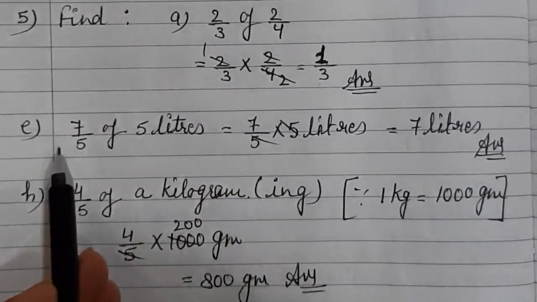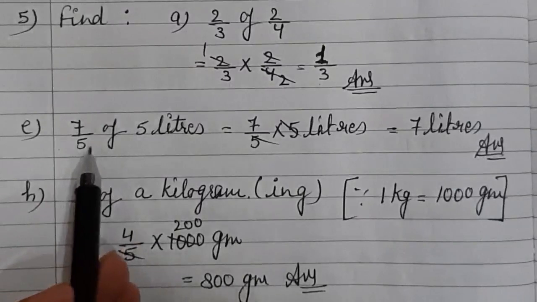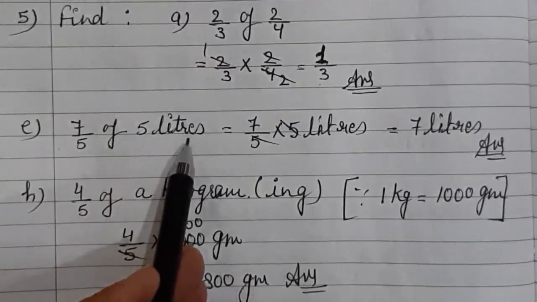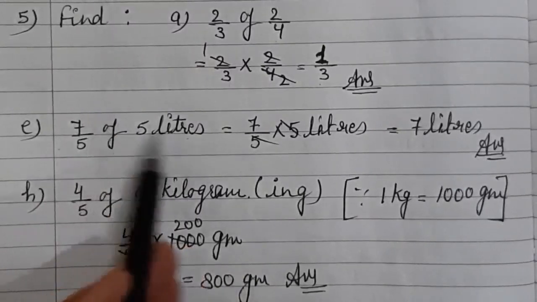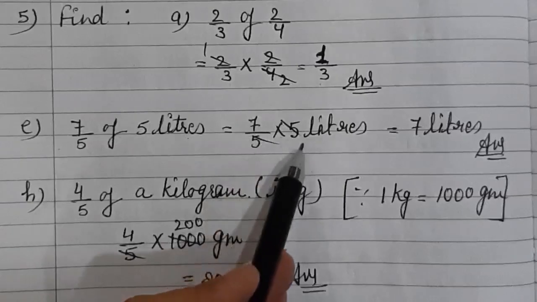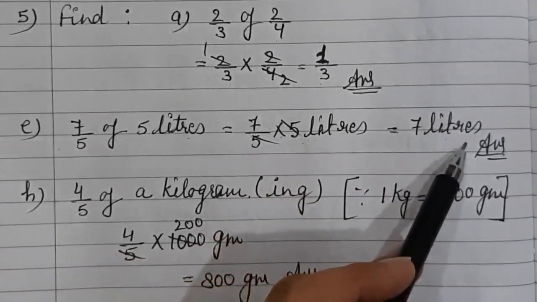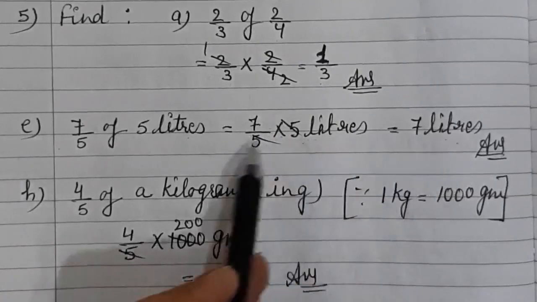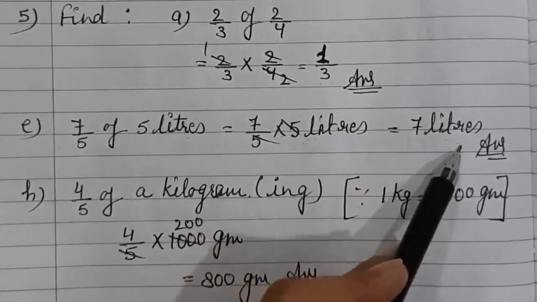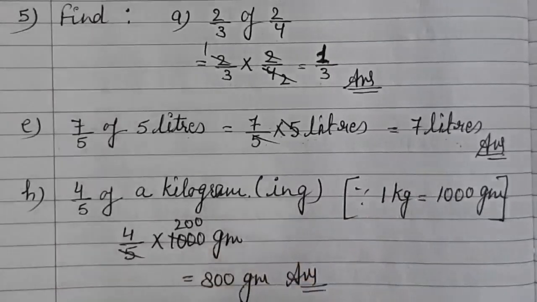Now come to E part. E part is 7 by 5 of 5 liters. So again, of stands for multiplication. When we multiply, 5 and 5 cancel. Answer is 7 liters. In this type of numerical, don't forget to write the unit, right?